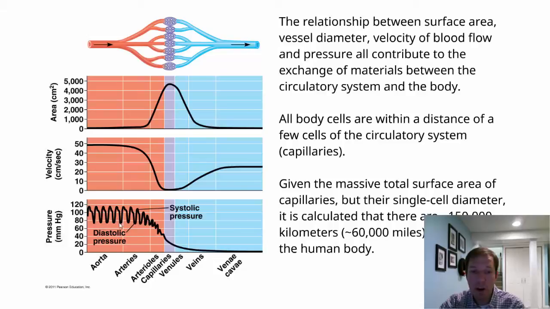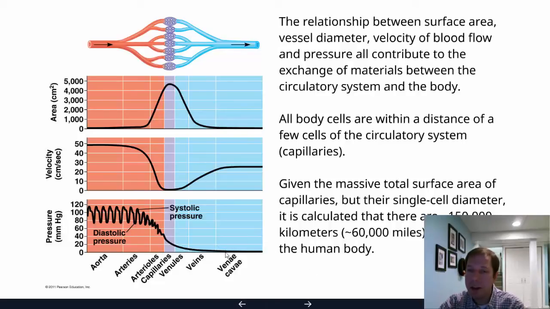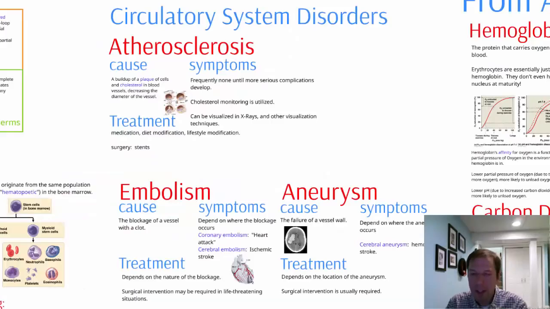So the pressure is very high as it moves through the aorta and the large arteries, but then that pressure gradually decreases as it gets closer and closer back to the heart, which is why those one-way valves are so important. So finally, circulatory system disorders.